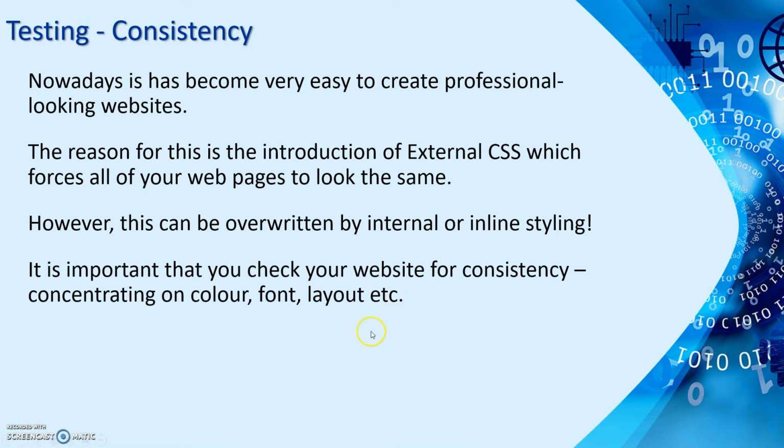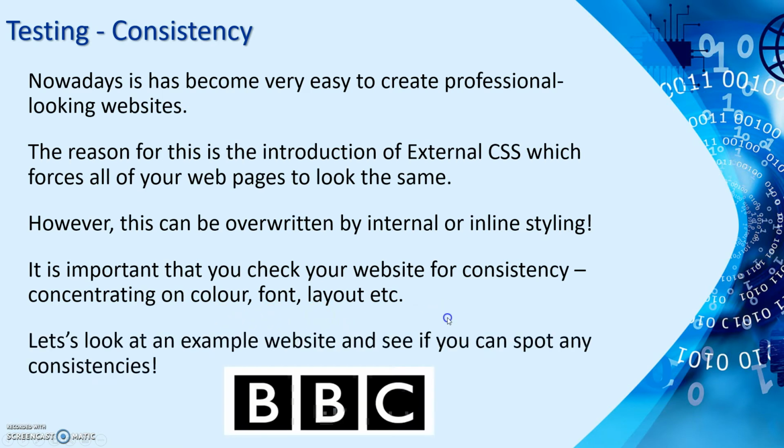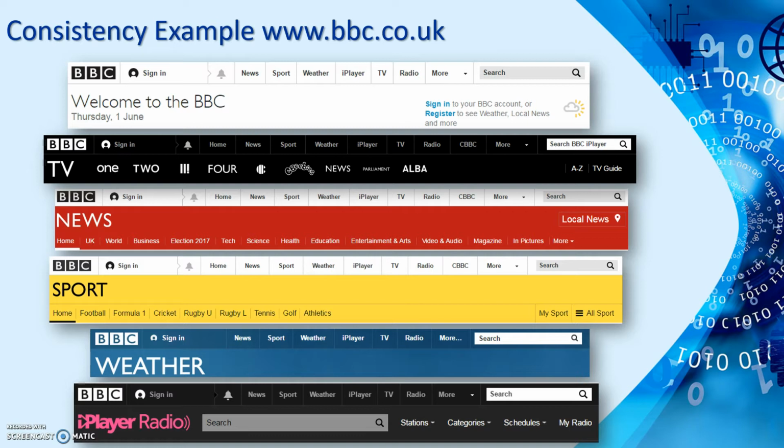And it's important that you check your website for consistency, concentrating on color, font, layout, etc. And let's look at an example website and see if you can spot any consistencies. The BBC website. All I've done here is taken the very, very top of each web page. And we've got the home page at the top, followed by TV, news, sport, weather, and iPlayer. And you should spot some consistencies. There's one major inconsistency, which is the colour, but that's to sort of brand each of the different sections of the website.